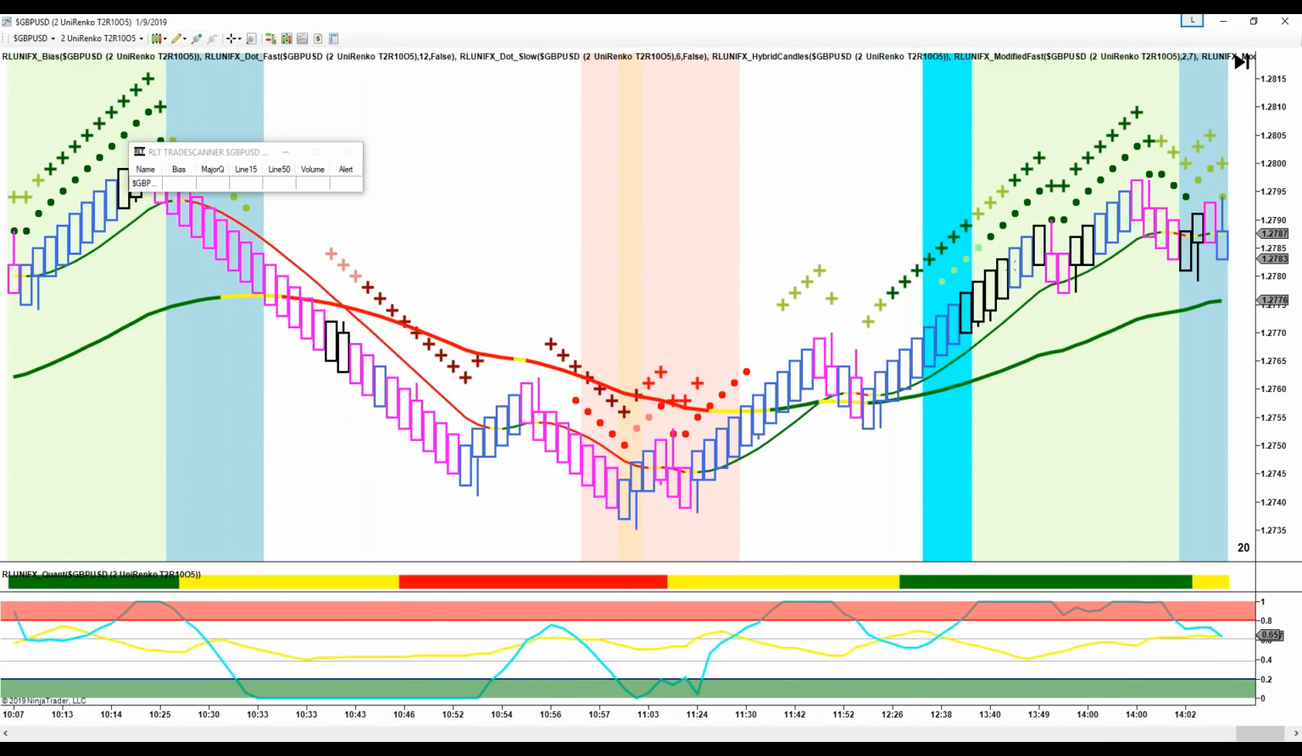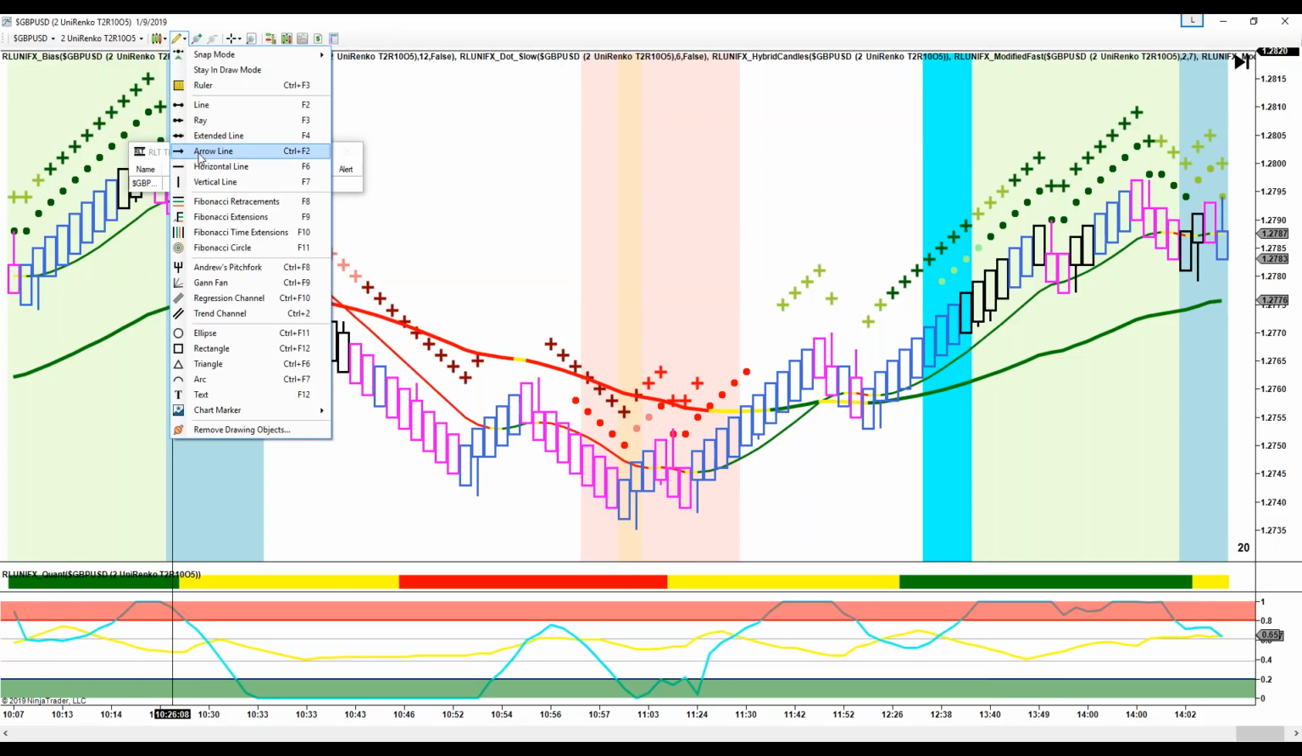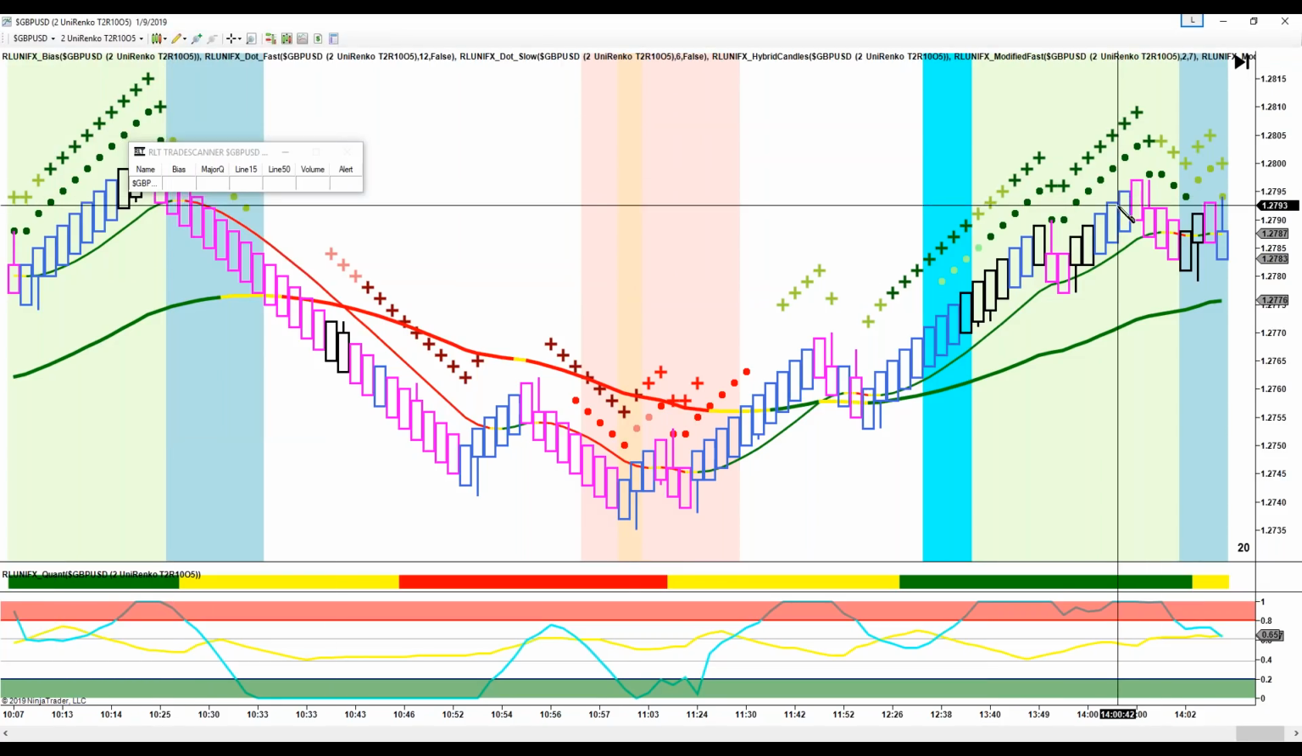Now, I can't show you how the hybrid candles work because we need a live market. But inside each candle, you're going to get a wick.